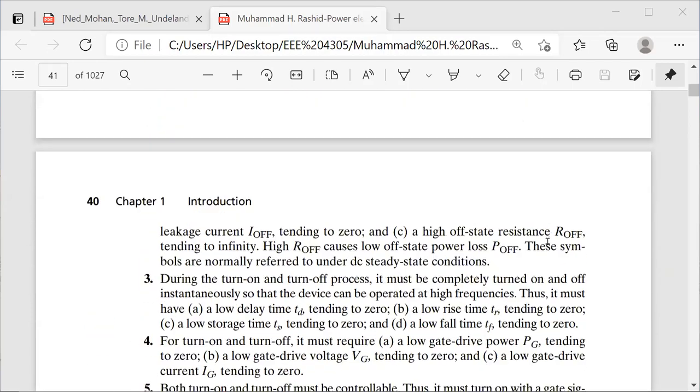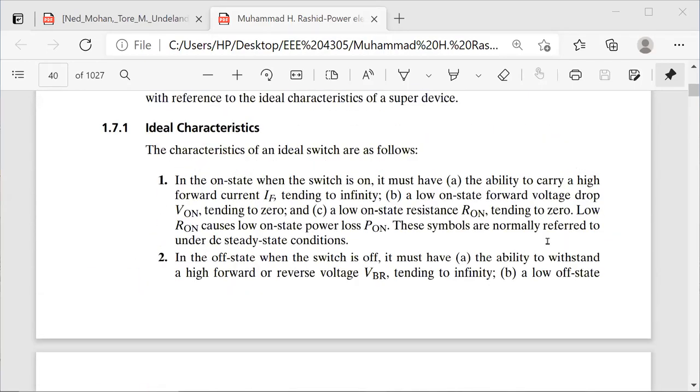Here it is also mentioned what the ideal characteristics of a switch should be. I have already mentioned this from the book of Mohan. This is also given in the Harun al-Rashid book. Those who want to study from here can do that.